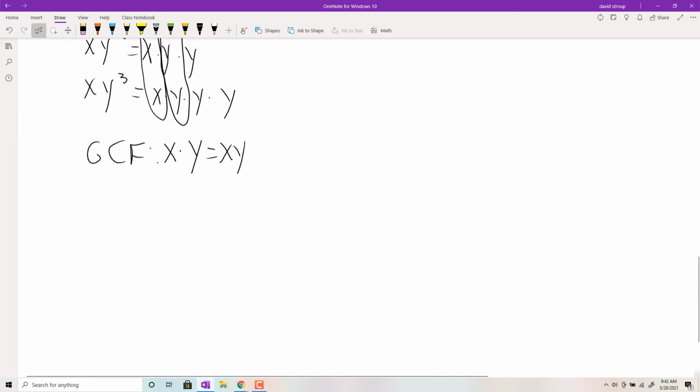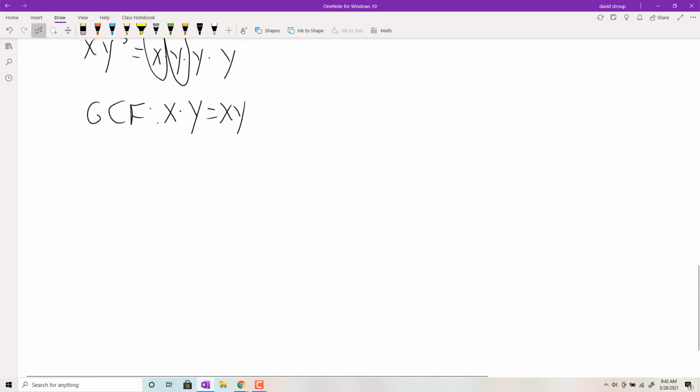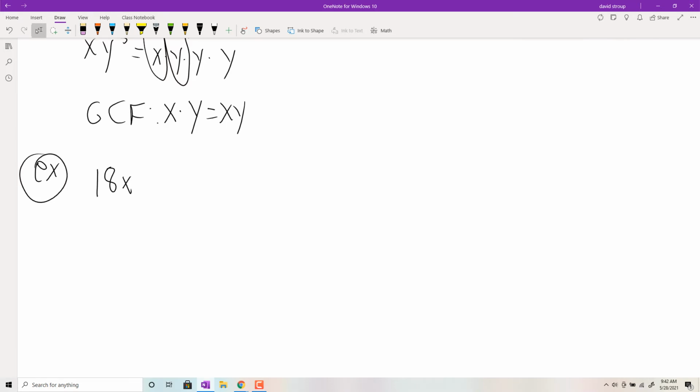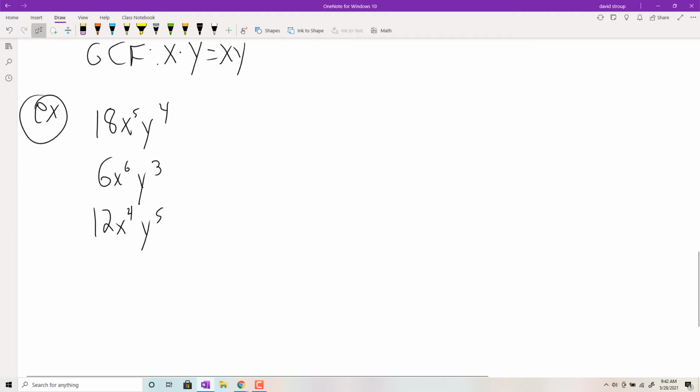Okay, let's look at a really hard one now, where we have a mixture of constants and then multiple variables. So we have 18x to the 5th y to the 4th, 6x to the 6th y cubed, 12x to the 4th y to the 5th. All right. And we're looking again for the GCF.